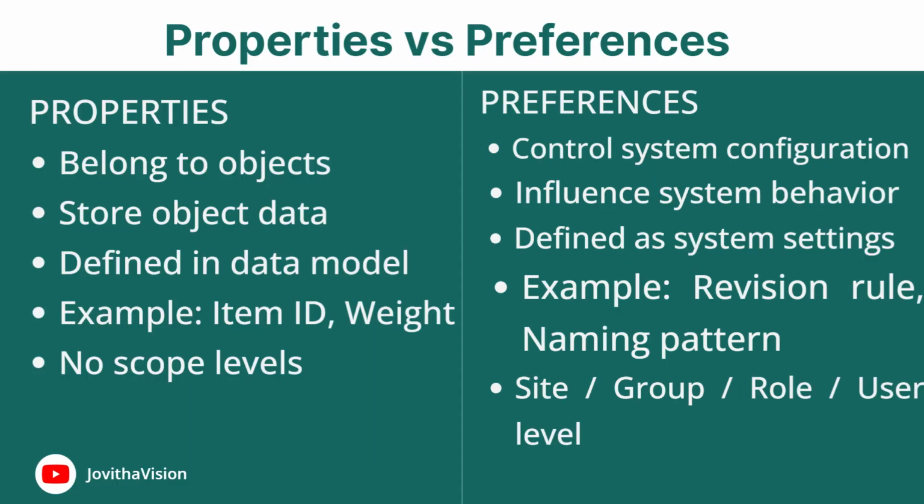Now, let's see properties and preferences. Properties belong to objects. Preferences control system configuration and behavior. For example, default revision rule, naming patterns, display configurations, and certain workflow settings. Preferences can exist at site level, group level, role and user level. So properties usually define object data, preferences define system configuration settings. BMIDE primarily defines the structure of objects, while preferences influence how the system operates within that structure.